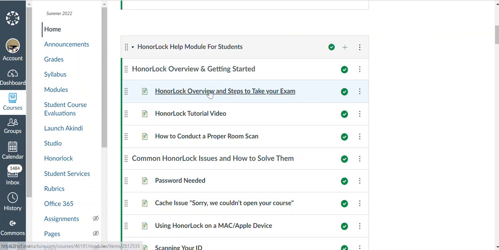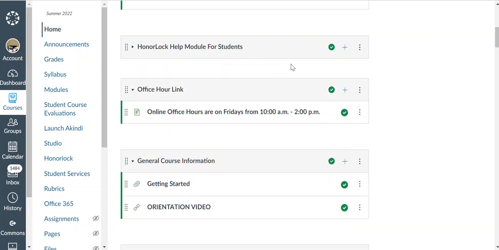We won't use HonorLock for all of the exams. We won't use it for the first exam. And then after that, we'll see what happens. But we're required by the department, every teacher in our department, to use HonorLock. So I don't have a choice. Now, how many times I use it, I do have a choice, and we're not going to use it for the first exam. So we're going to put that away for now. We'll come back to it.